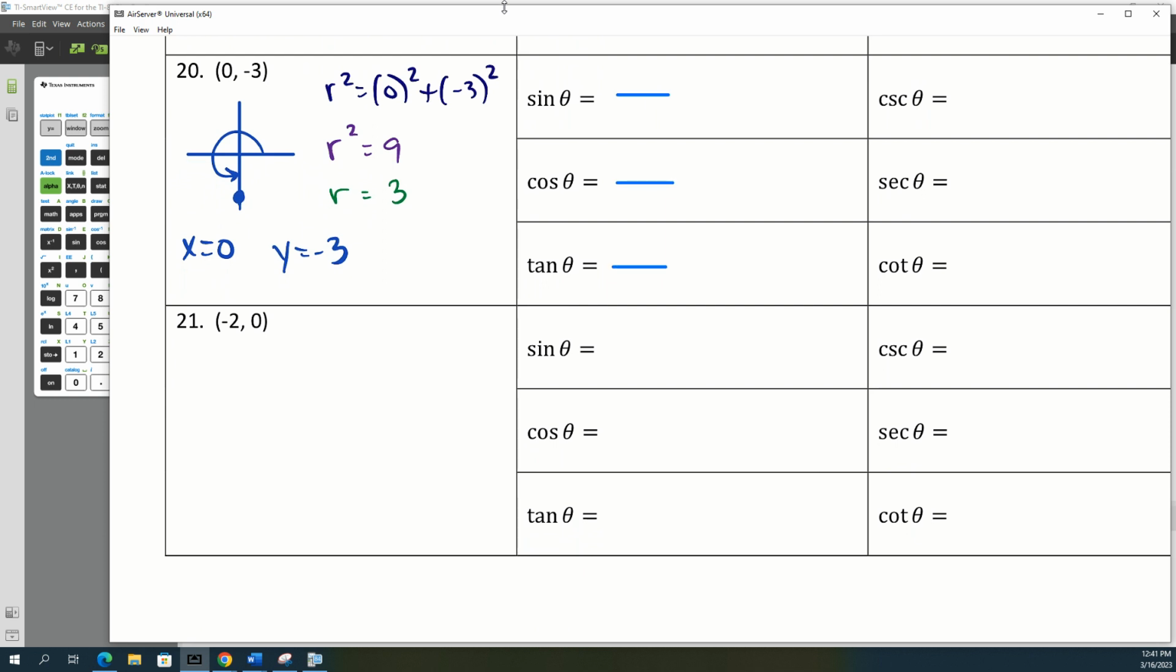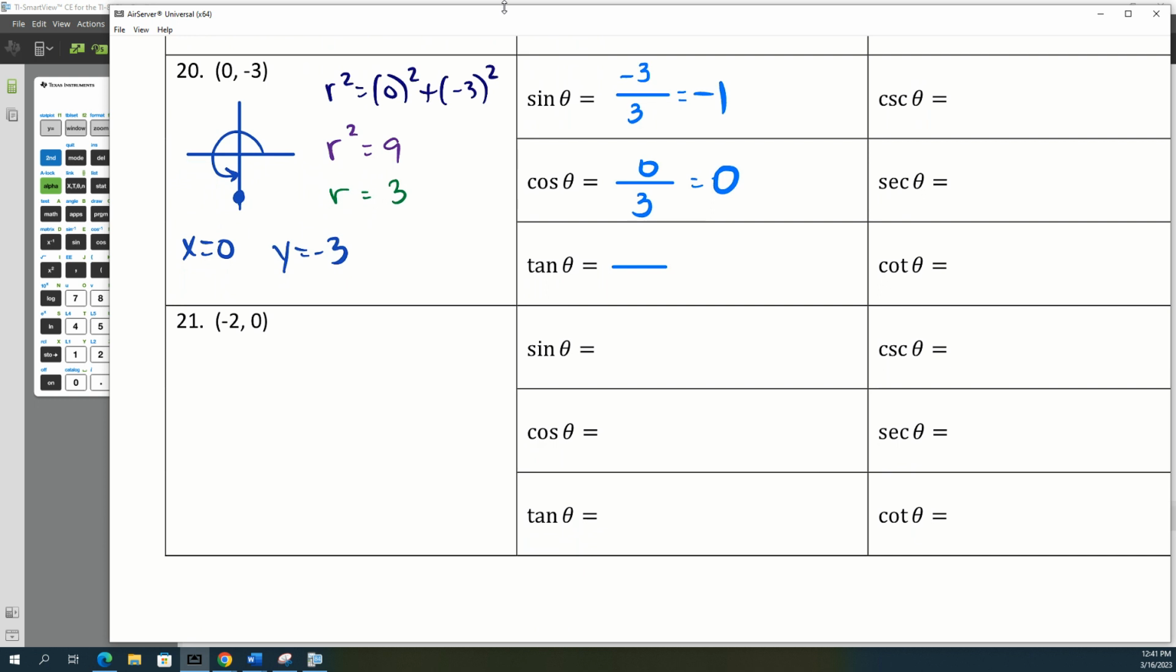So for sine, we're going to do y over r. So what is negative 3 divided by 3? Negative 1, yeah. All right, and then for cosine, we're going to do x divided by r. All right, so it's 0 divided by 3. 0.